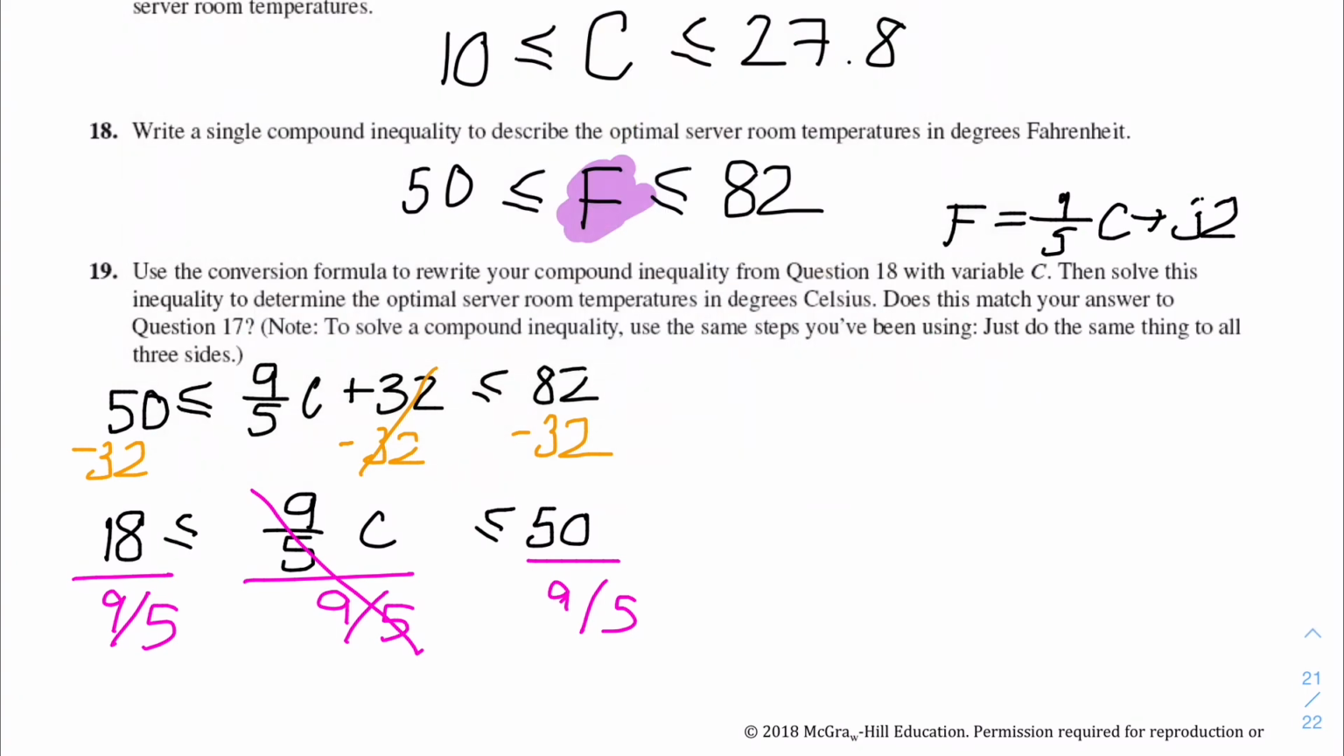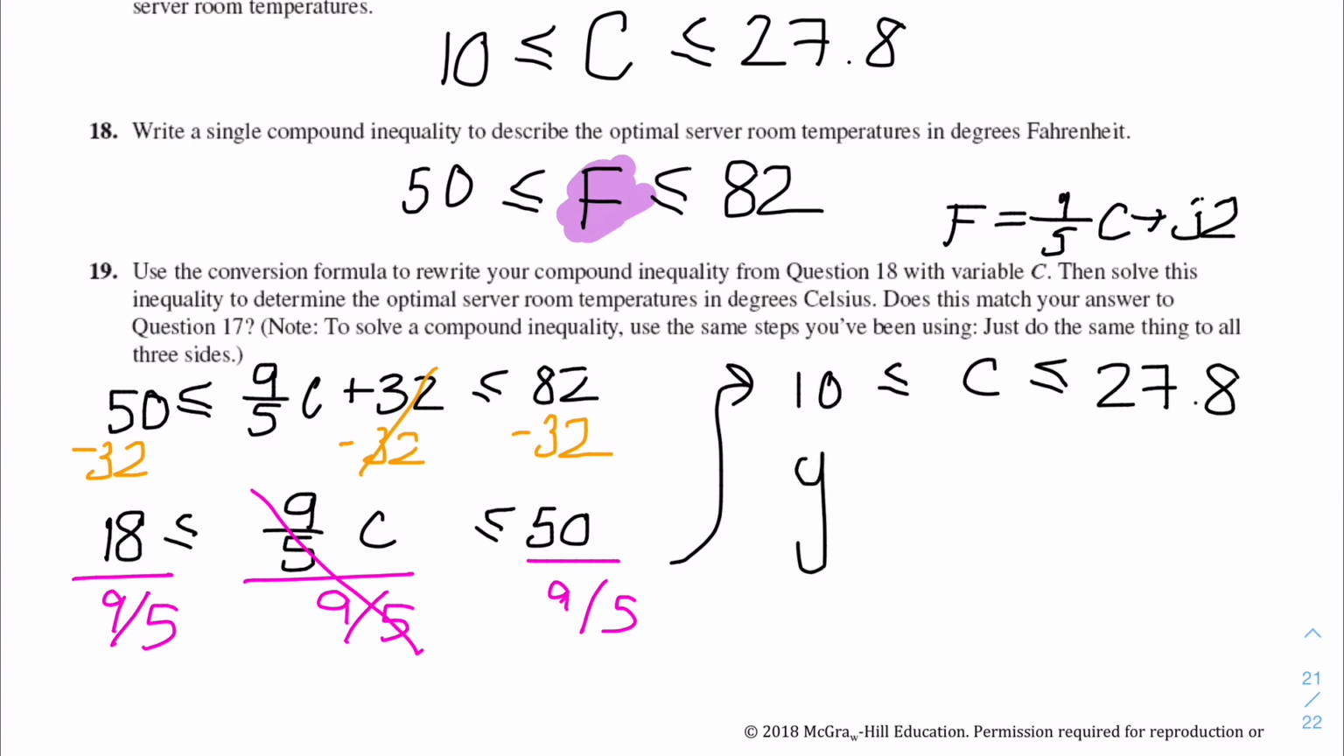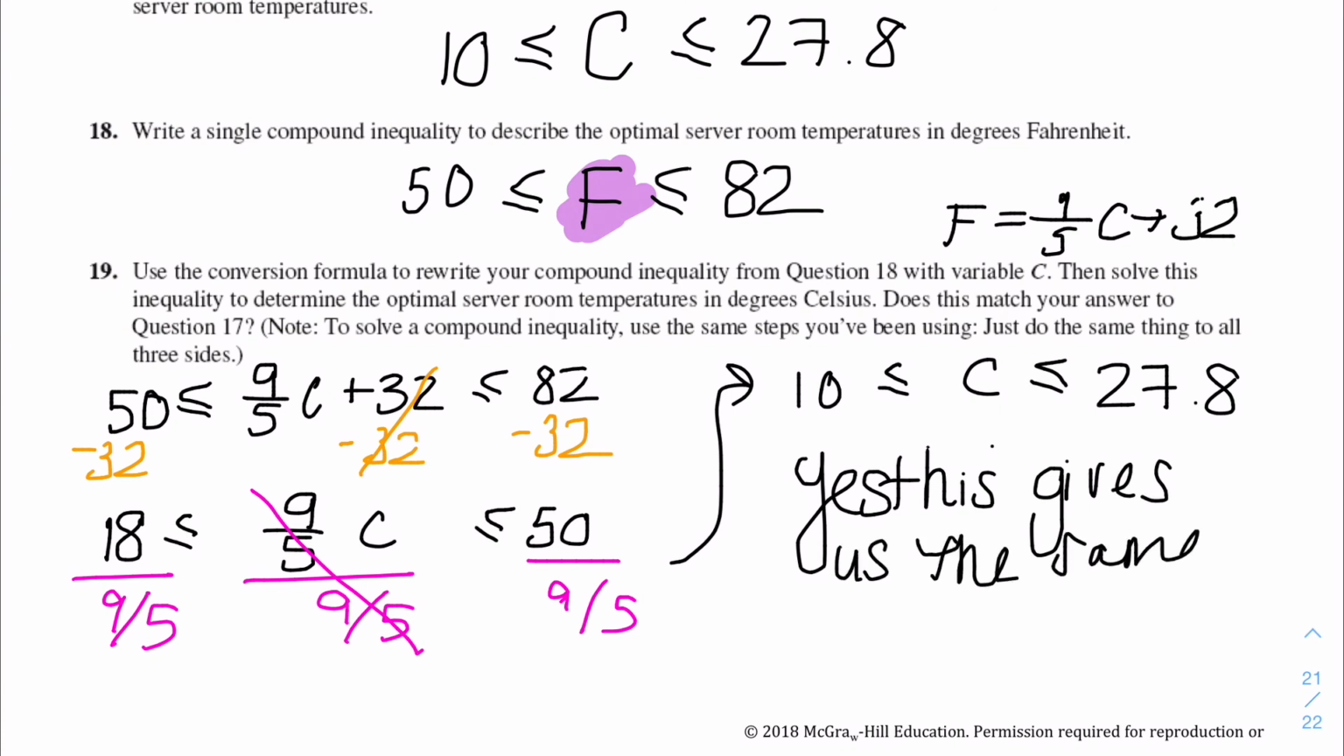You still get 10 is less than or equal to C is less than or equal to 27.8. So yes, this still gives us the same inequality. So instead of going through both of them separately, you can just go through a single straight shot to solve both of them instead.